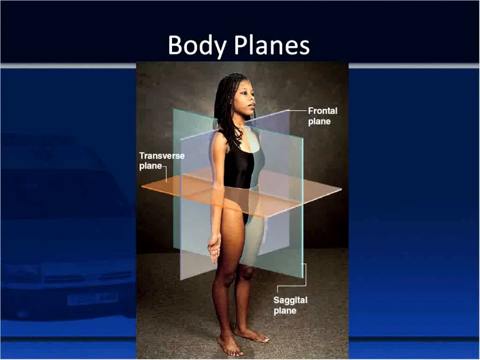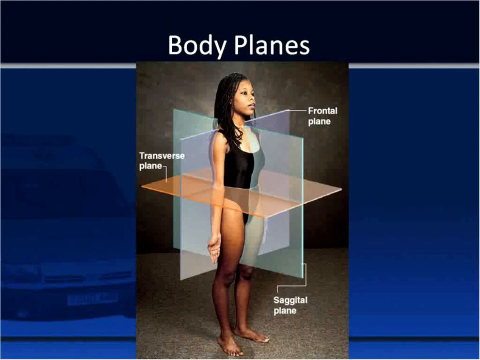Alright, body planes. This is kind of a difficult concept because the planes, you're imagining them. The frontal plane is the lengthwise field that passes through the body from side to side, dividing the body or an organ into anterior and posterior parts. Remember, anterior and posterior are also known as ventral for front and dorsal for back. The frontal plane is also called the coronal plane.